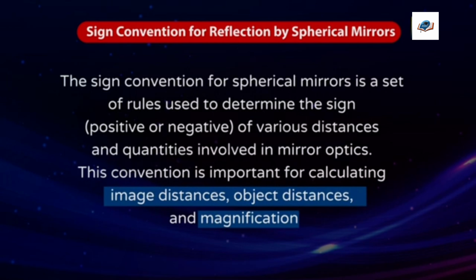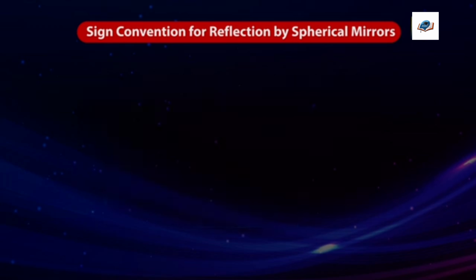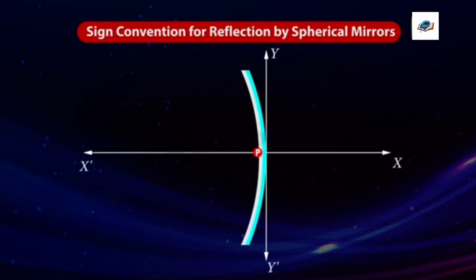Object placement. The object is always placed to the left of the mirror, indicating that the light from the object approaches the mirror from the left side.